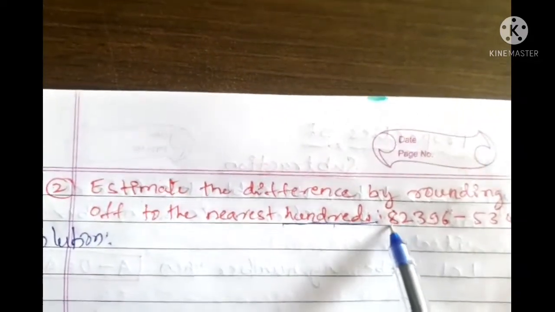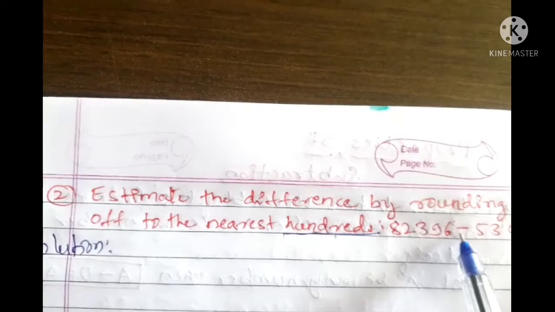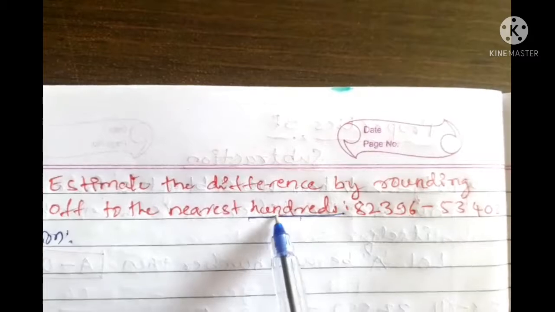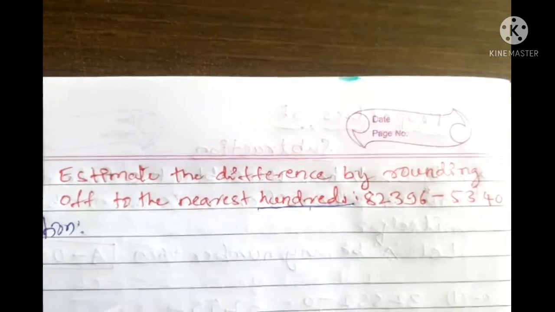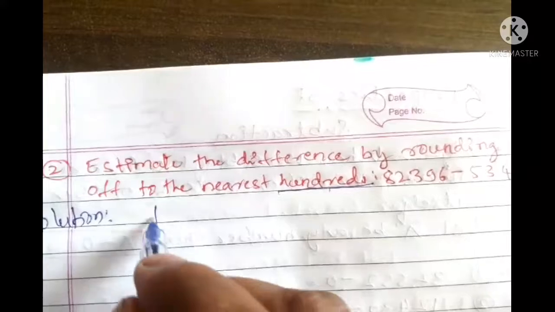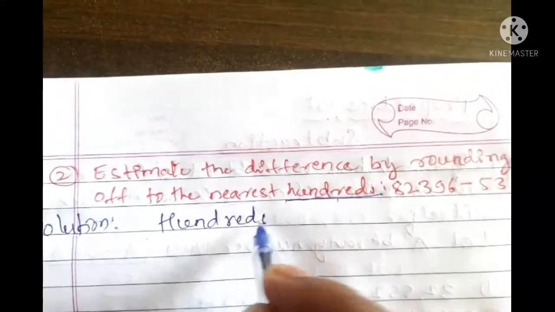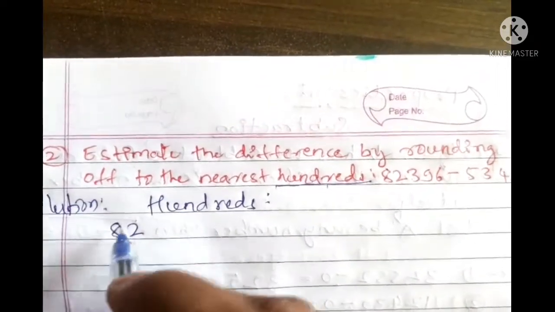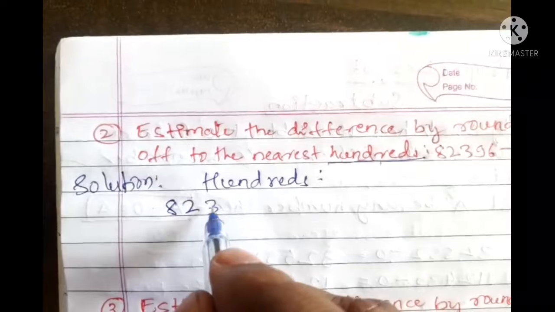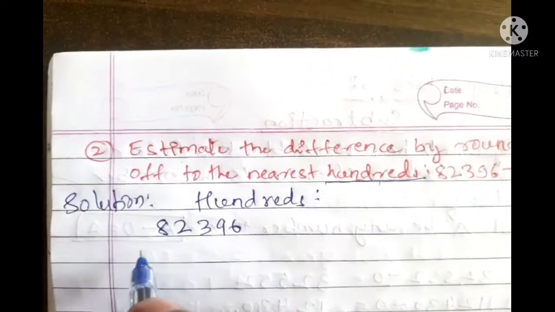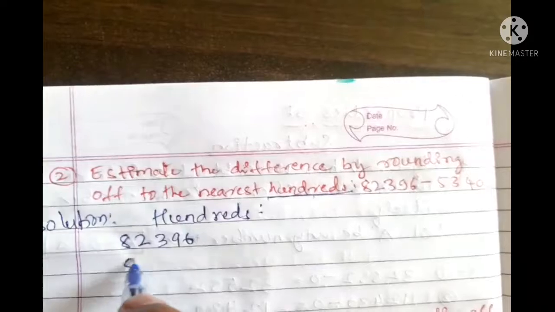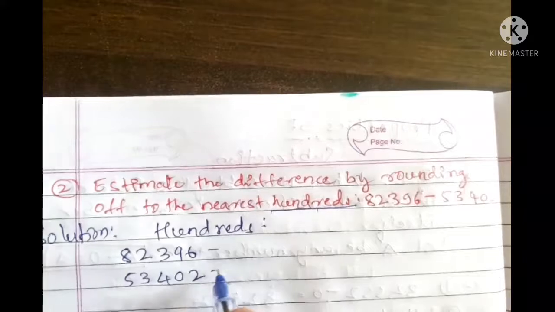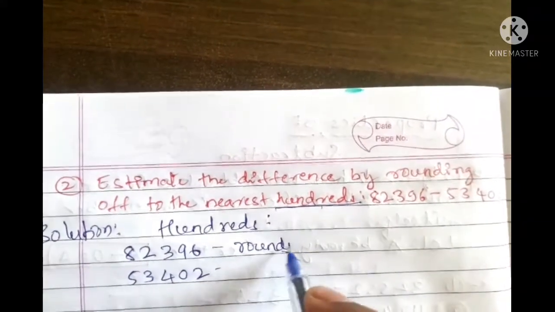So what are the numbers they have given? 82,396 minus 53,402. So here we have to write the multiples of 100. So we are rounding off to the nearest 100, so it is hundreds we are doing. So write the numbers: 82,396. Next, one more number, 53,402.